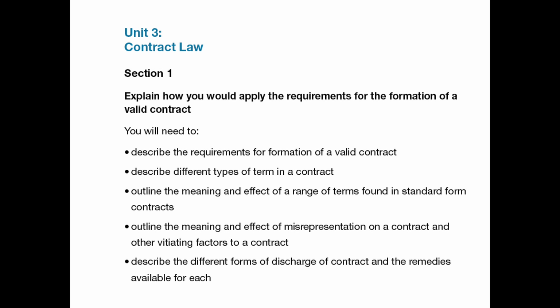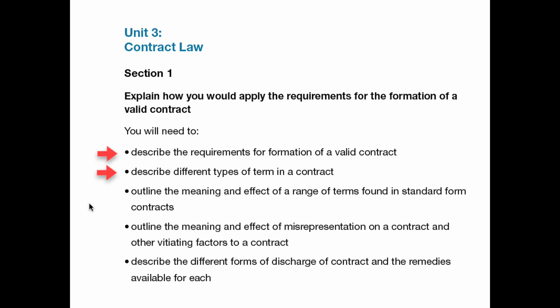Section 1. Essential elements that you need to list and briefly explain include offer and acceptance, intention to create legal relations, consideration, capacity, privity and so on. On bullet point 2, types of terms include condition, warranty, innominate term, express, implied, exclusion clauses, etc. You will need to list and give brief descriptions of these.